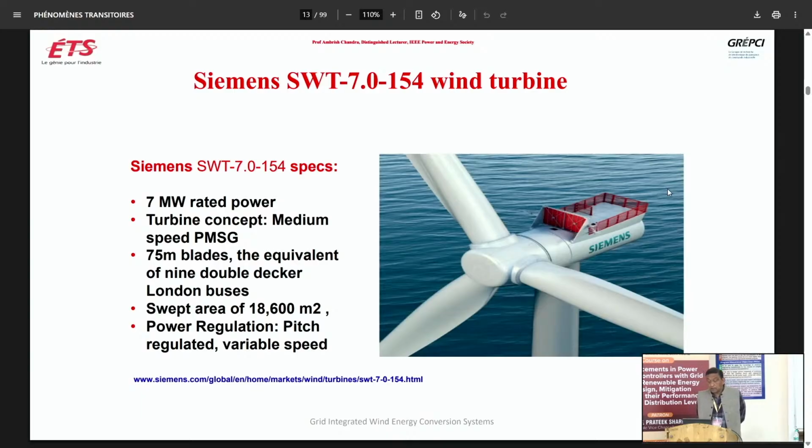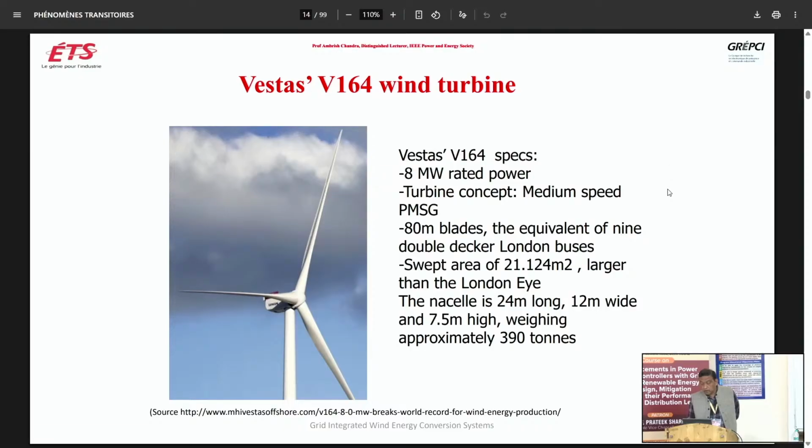Then the Vestas V164 wind turbine, 8 megawatt rated power, medium speed PMSG. So all these large sizes are basically PMSG machines. 80 meter blades, equivalent of 9 buses, swept area, and the nacelle, 24 meter long, 12 meter wide, 7.5 meter high, weighing approximately 390 tons. So can you believe how difficult it is to build?